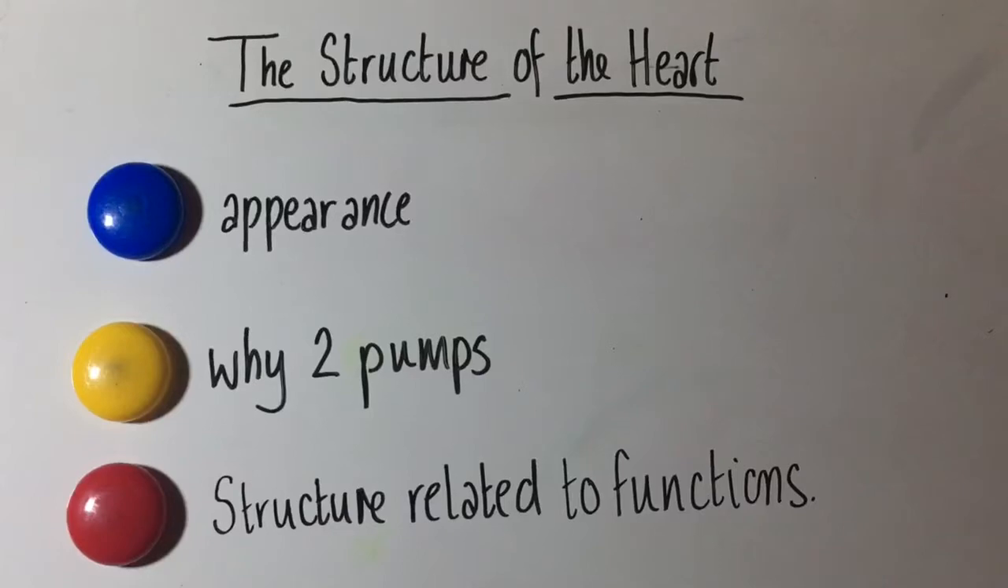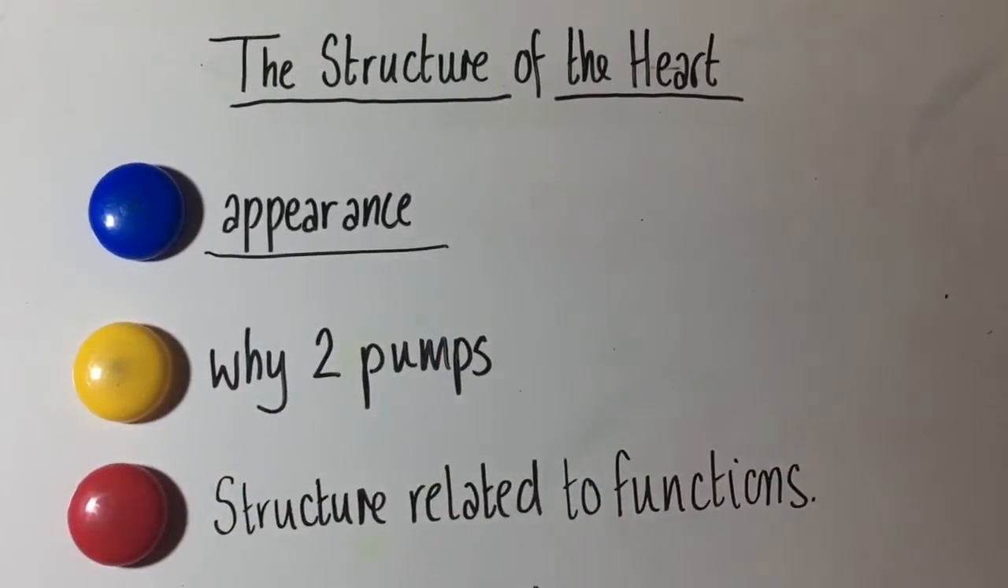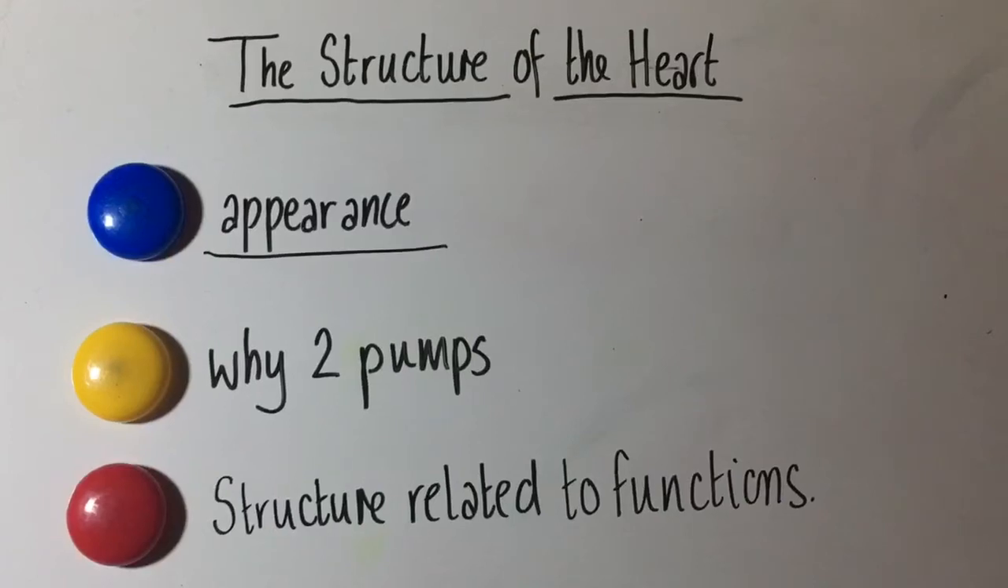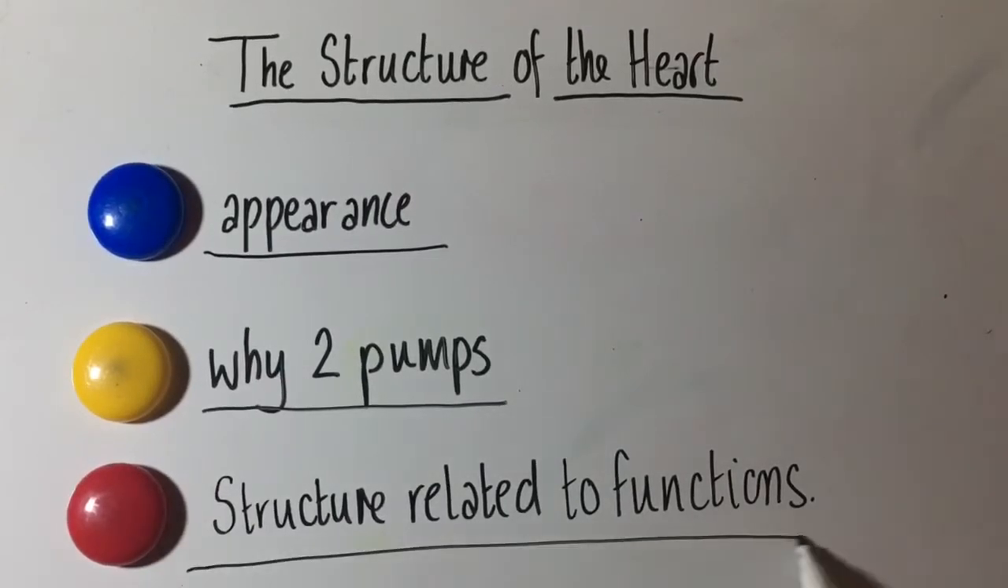Today we're going to be looking at the structure of the heart. By the end of this video you should be able to describe the appearance of the heart and its associated vessels. You should be able to explain why the heart is made up of two adjacent pumps, and you should be able to explain how the structure of the heart is related to its functions.